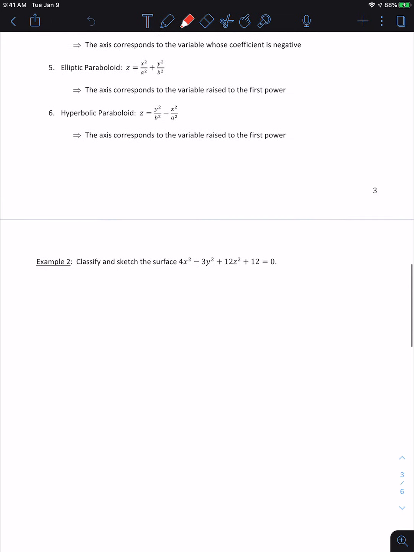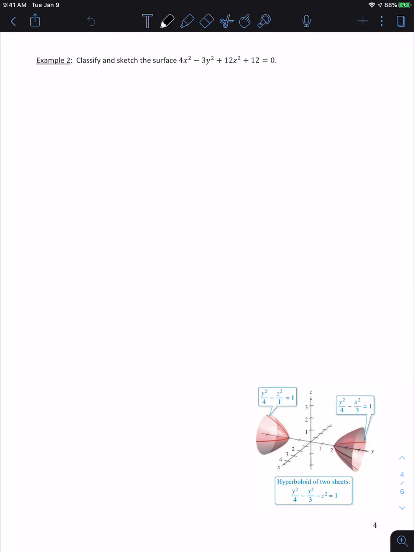Okay, so now let's try to classify and sketch each quadric surface. In order to do that, we need to put it in standard form, right? So right now it's 4x squared minus 3y squared plus 12z squared plus 12 equals 0. Notice we have this constant 12, so I can move that to the other side: 4x squared minus 3y squared plus 12z squared equals negative 12.